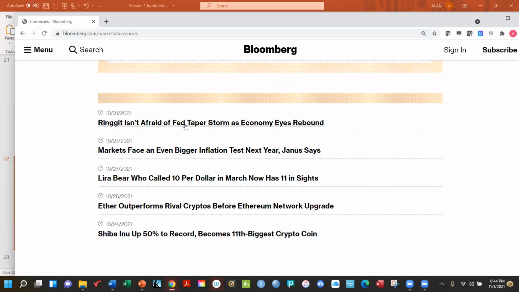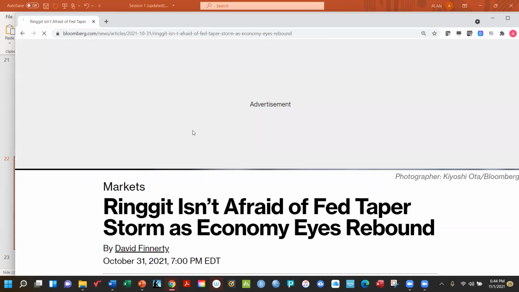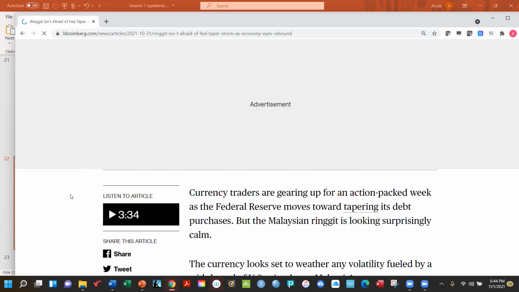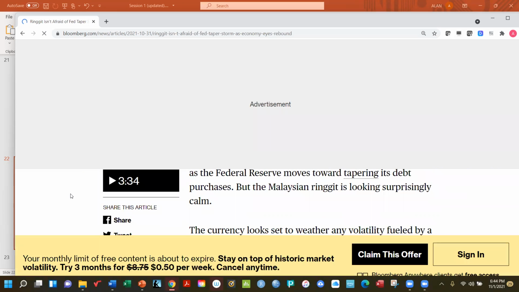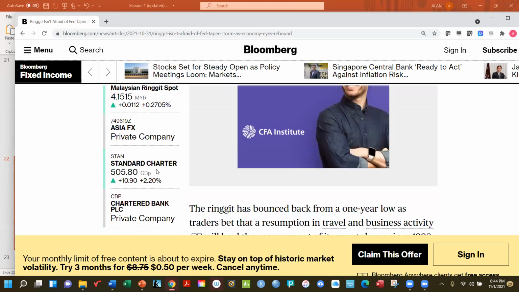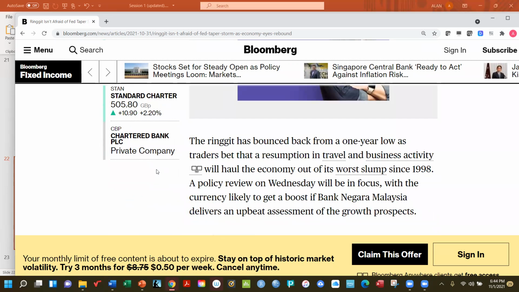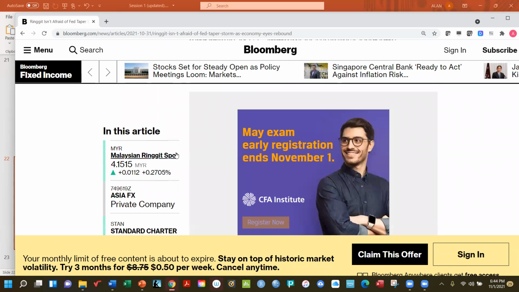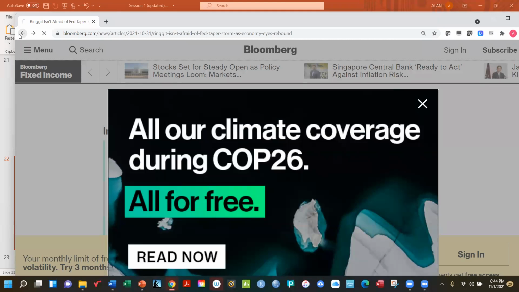That's why. Well, look at that, the ringgit is in the news. How hilarious is that? I just randomly chose the ringgit for my example. The Malaysian ringgit is looking surprisingly calm. Malaysia's economy rebounds amid an easing of virus-related curbs. So I guess they're reducing the restrictions because of the COVID, and they expect their economy to bounce back. How do you like that? Obviously a lot of their money comes from tourism, and so the COVID is the worst thing that could have ever happened to them.